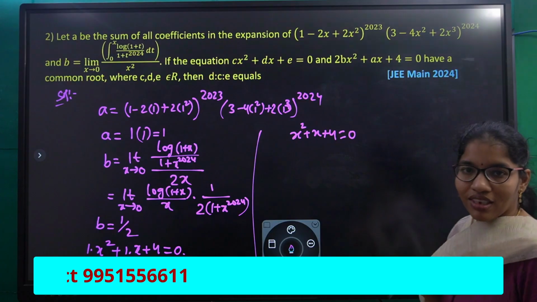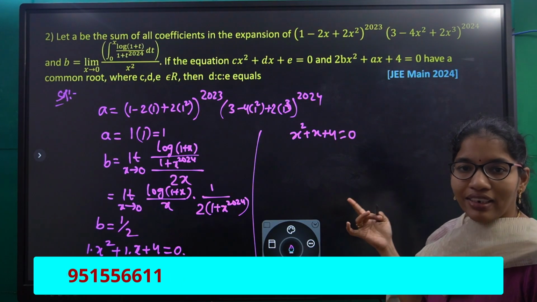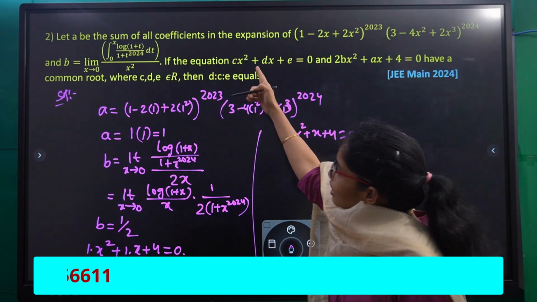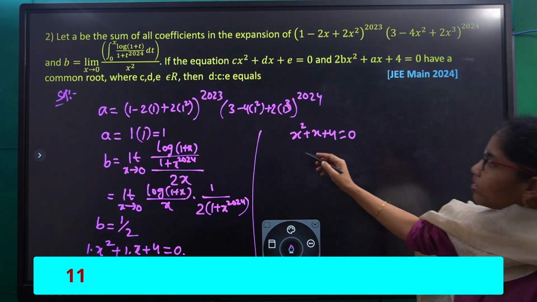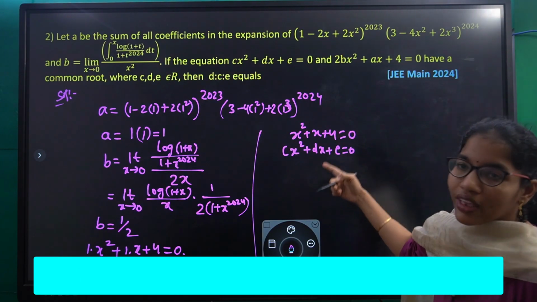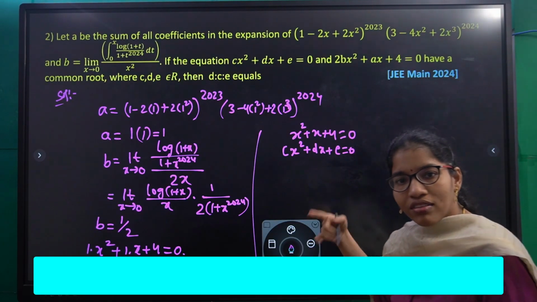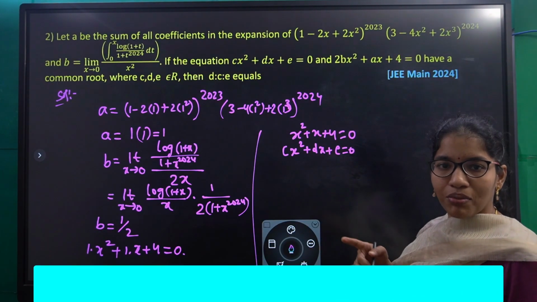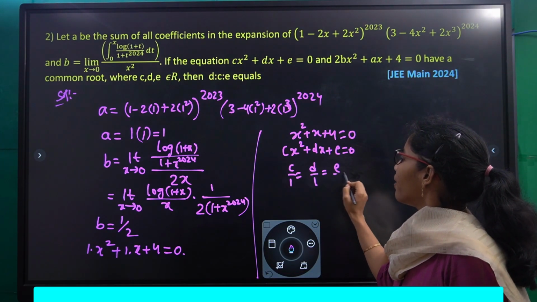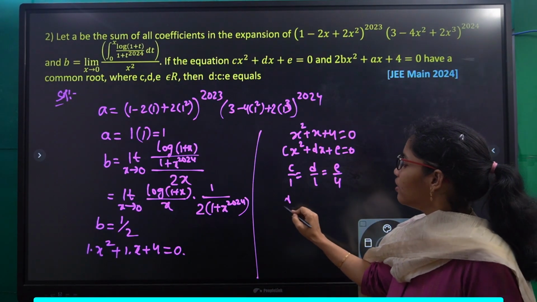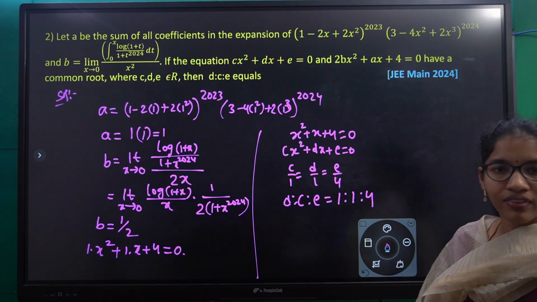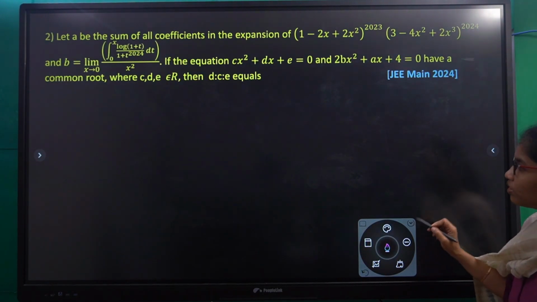Now our equation becomes x square plus x plus 4 equal to 0. What are the roots of this equation? If you find the discriminant, it is less than 0, which means we have imaginary roots. But they said this equation and our given equation c x square plus d x plus e equal to 0 have a common root. Both have a common root and the discriminant is less than 0, so you can say a1 by a2 equals b1 by b2 equals c1 by c2. So from this, c by 1 equals d by 1 equals e by 4. What do they ask here? c is to d is to e. How much? 1 is to 1 is to 4. That's it. Clear? So like this you can solve this type of question.